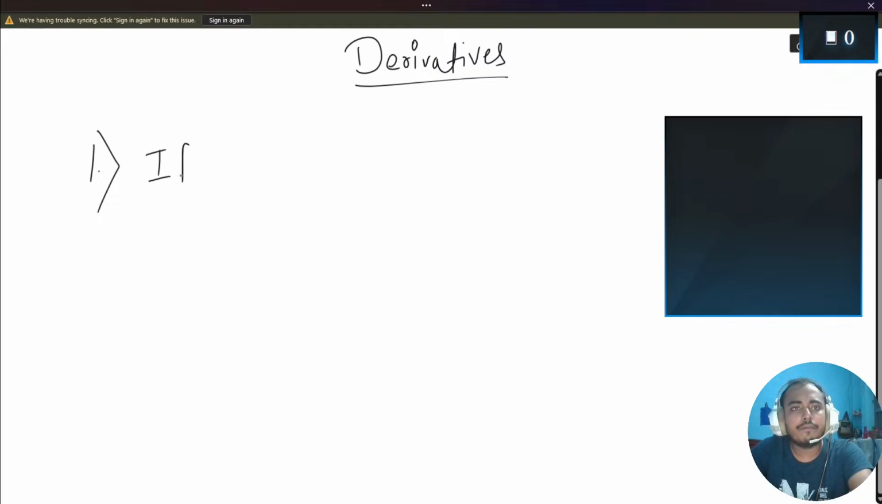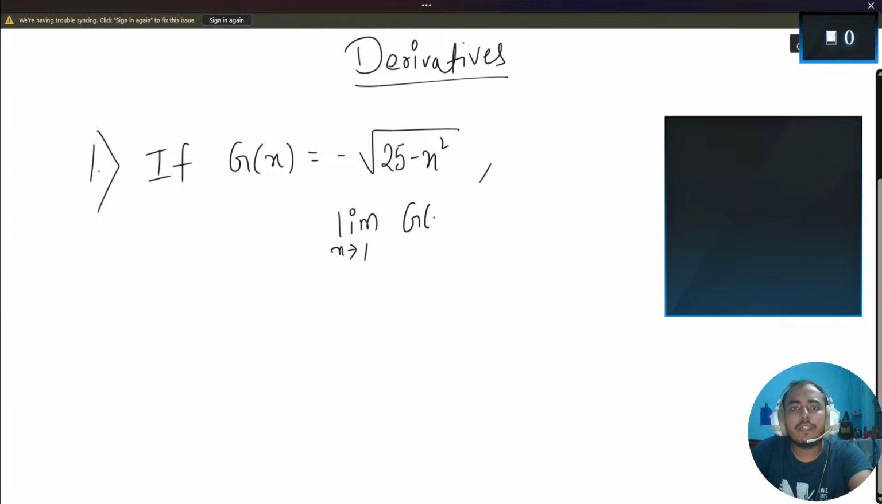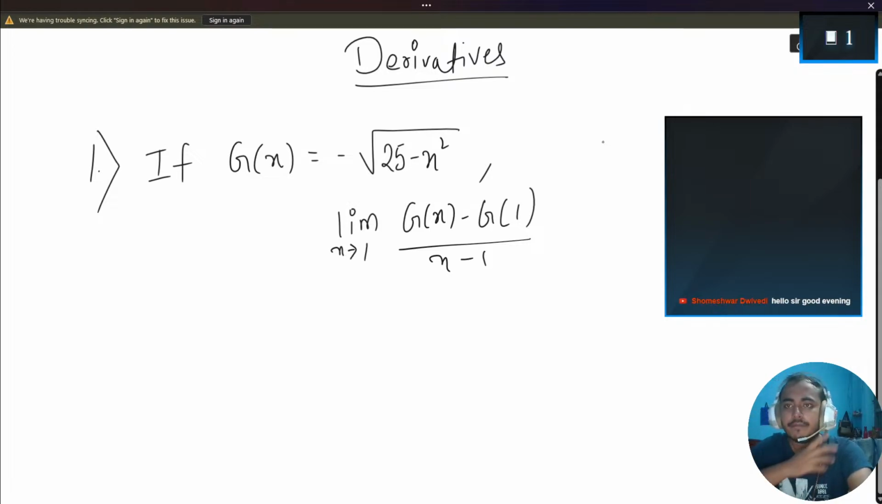So if g of x is equal to minus root over 25 minus x square, then we need to find the value of limit x tends to 1, g of x minus g of 1 divided by x minus 1. Okay, this is one of the past questions that was asked in JEE Mains, and this is a pretty simple one, but it's very essential to develop the concept for this question.